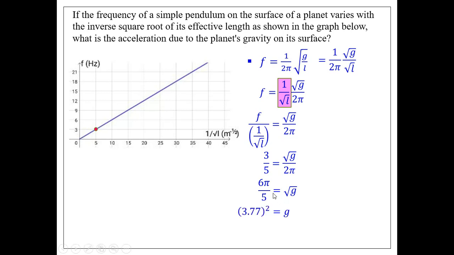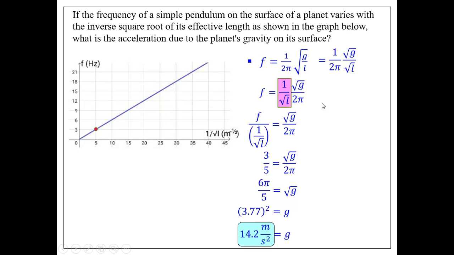All right. If you take your calculator and punch in 6 pi divided by 5, you get 3.77. Then don't forget to use parentheses, because you're going to square this. 3.77 squared is going to give you a value of about 14.2 meters per second squared. And that is your answer for this particular graph.